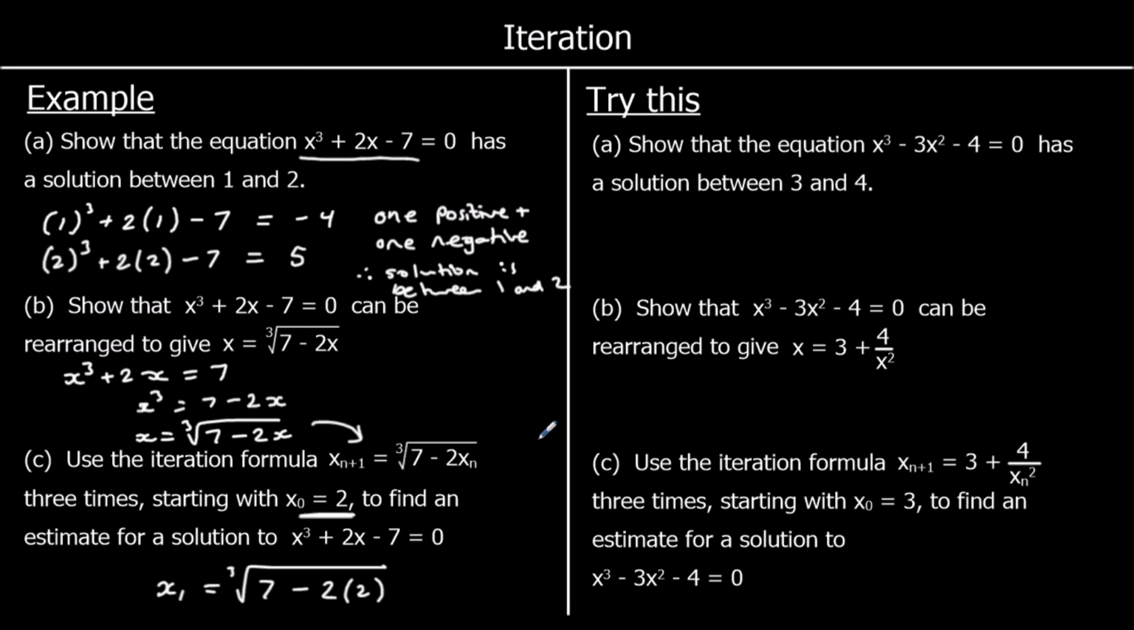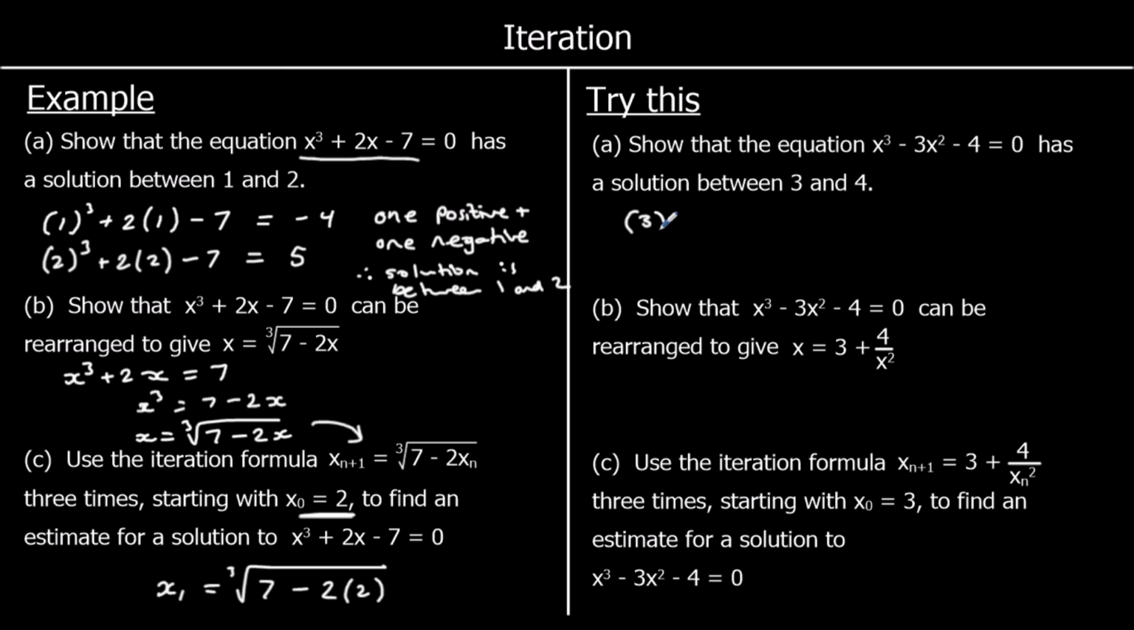Okay, one for you to try, so give this one a go. Part A, show that the equation x cubed minus 3x squared minus 4 equals 0 has a solution between 3 and 4. So if the solution's between 3 and 4, one will be too big and one will be too small, which means that one of these will give a positive answer and one will give a negative answer. So let's substitute them both in.